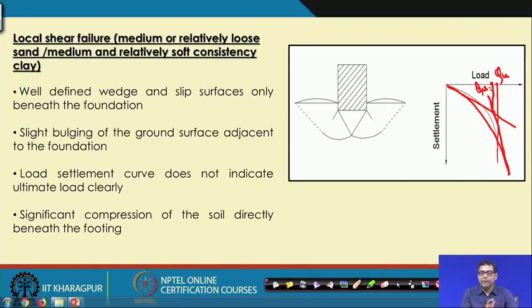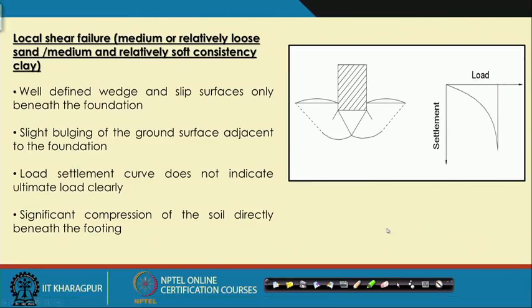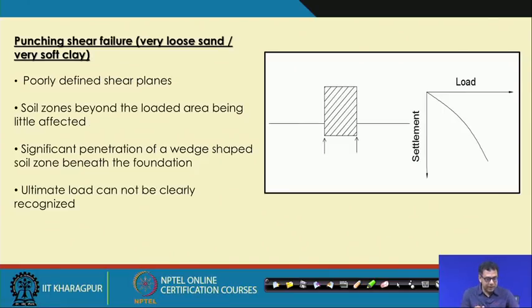So like in the general shear failure, here we cannot directly calculate the ultimate load because there is no definite peak. Then the next type of failure is the punching shear failure, which happens for very loose sand or very soft clay. Here you can see that the failure shear plane is very poorly defined, and the soil zone beyond the loaded area is little affected.